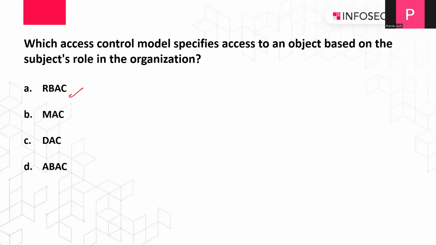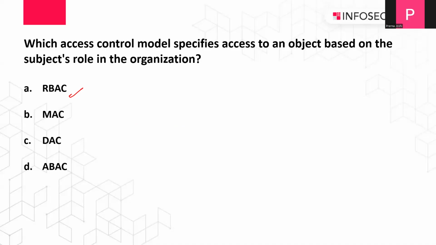Then we have MAC. MAC is mandatory access control. One thing about MAC is that it is centralized with strict policies. That means the permissions are given based on security labels and levels, right? So this kind of access control is used for confidential or top secret classification, where you have to put very high security. There we use this mandatory access control.